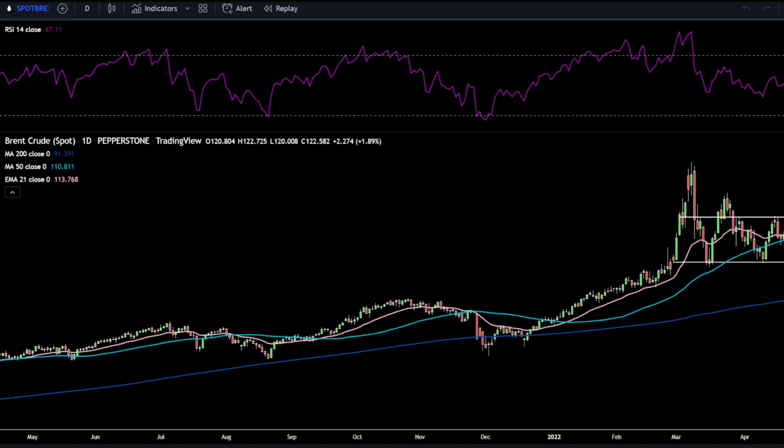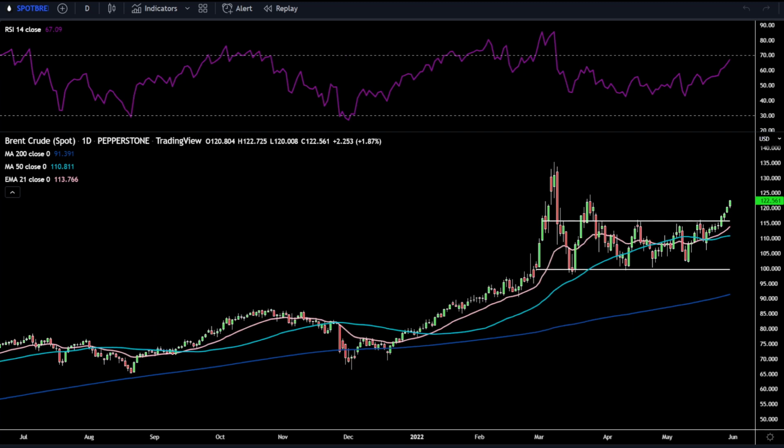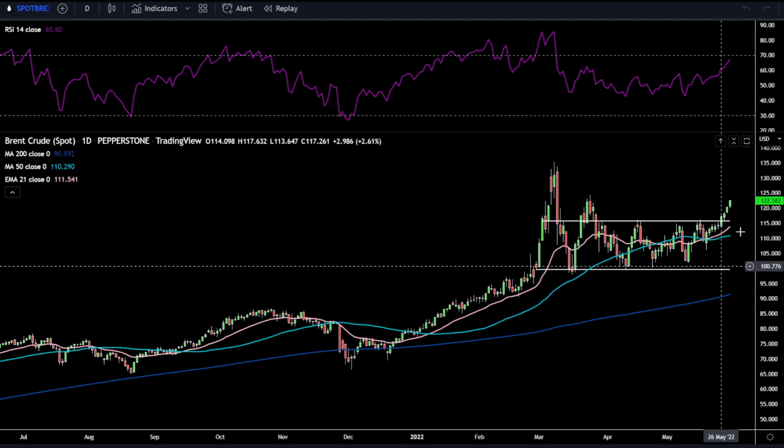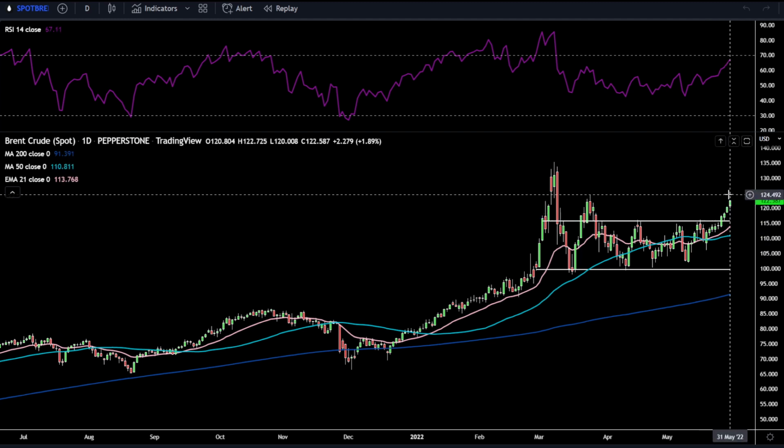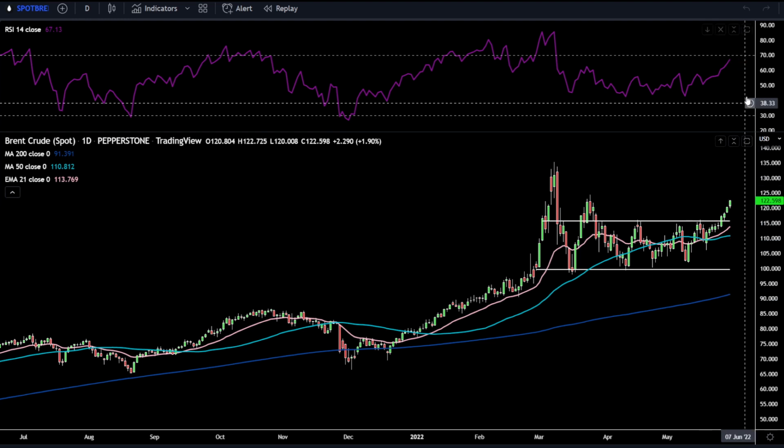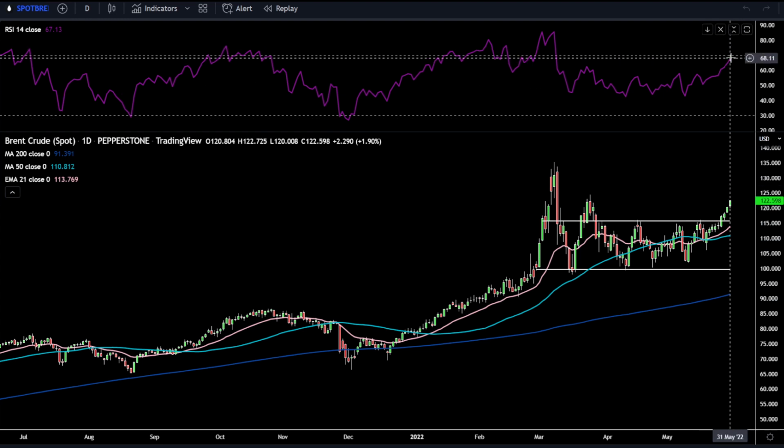Sorry, I need to widen this out for us. There we go. Sorry about that. So we can see the 125 area is where I'd be looking. The RSI is close to overbought territory.